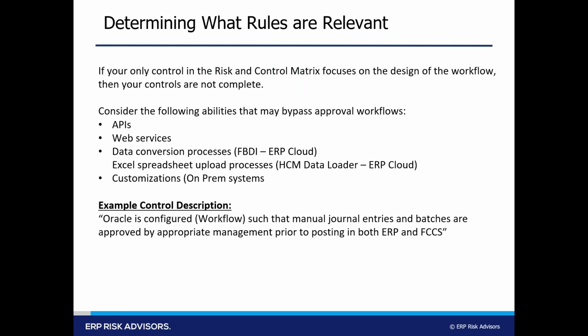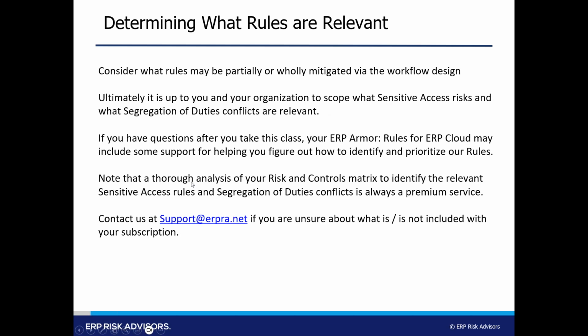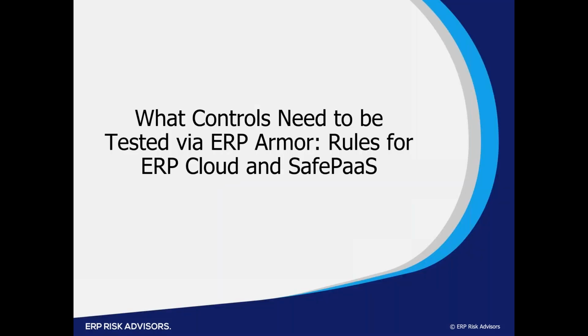So just to recap here, what rules are relevant? There are a lot of sensitive access rules that really should be relevant prior to testing, negative regression testing. I've talked about this. I think I really talked through what roles are wholly mitigated through the workflow design.